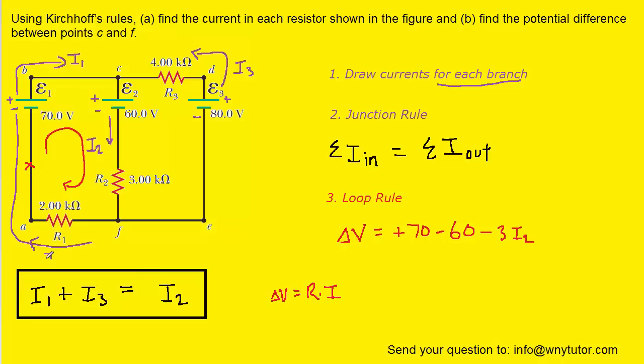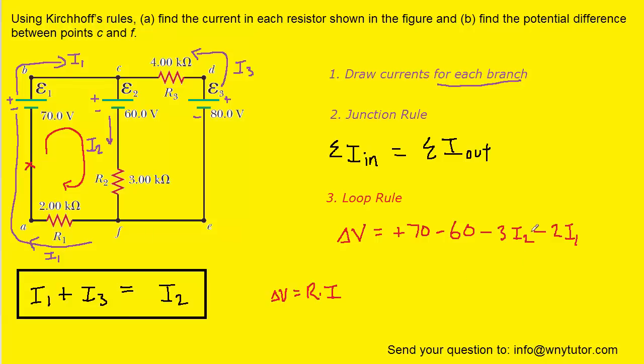Remember that that's I1. And we're moving with the direction of I1. So that is, again, a negative potential change. And so we're going to have a minus sign of the resistance of 2 kiloohms multiplied by the current that's flowing through that resistor, which again is I1. And then we finish our movement through the loop and we return to where we had started.